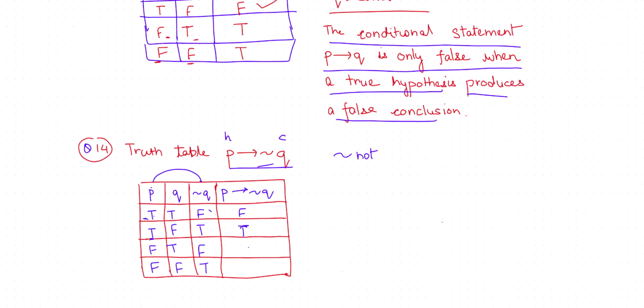And when P is false but not Q is true, that also gives true. So it only gives false when the hypothesis is true and the conclusion is false. All the rest are true. So this is our table for if P, then not Q.